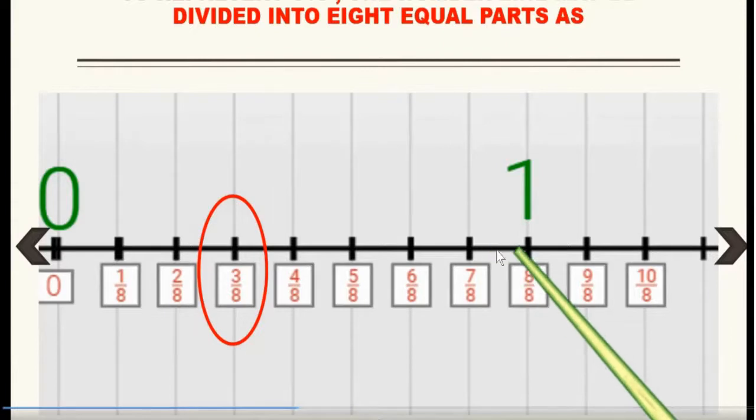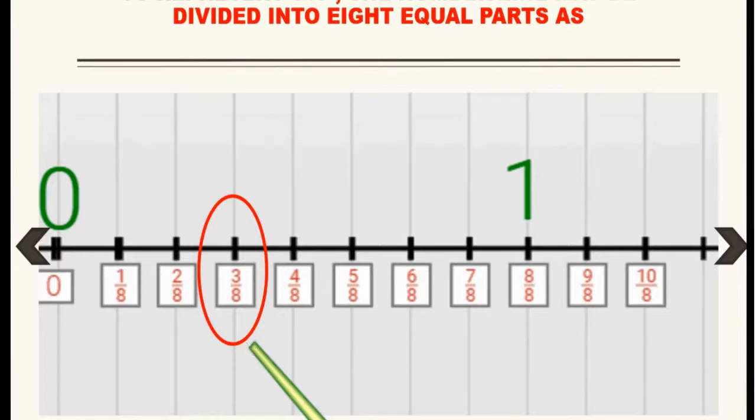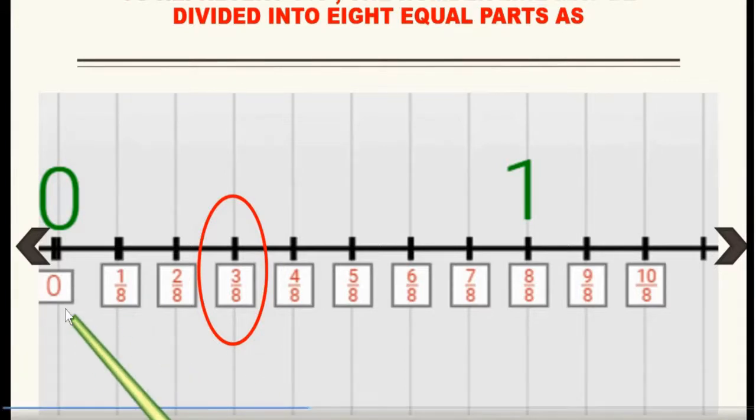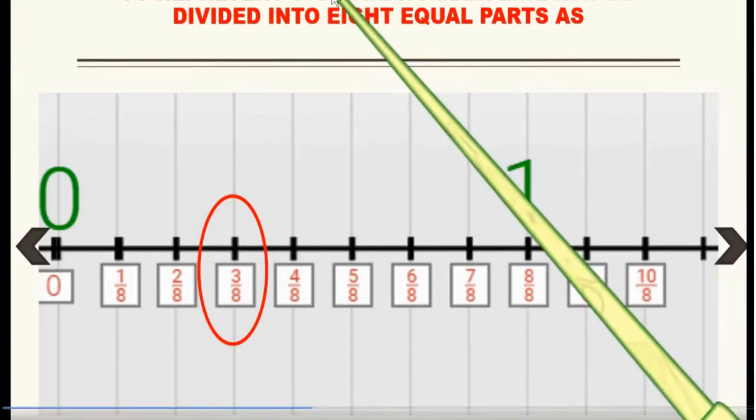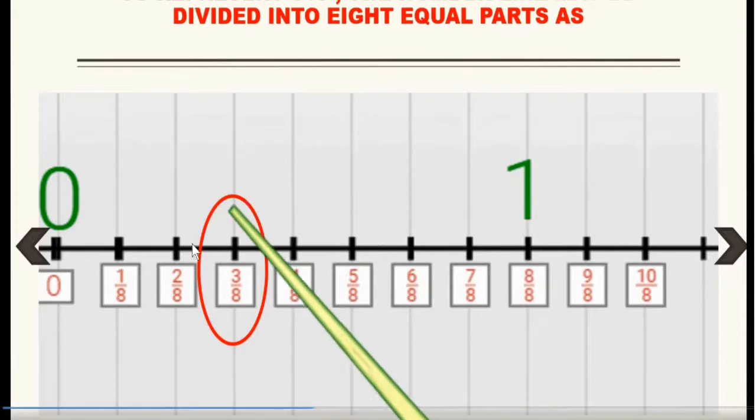What does the numerator 3 represent? The numerator 3 represents the third part from 0. And you have to encircle the third part from 0, that is 3 by 8. The first part from 0 is 1 by 8, the second is 2 by 8, and the third is 3 by 8. As you have to represent 3 by 8, therefore encircle 3 by 8.